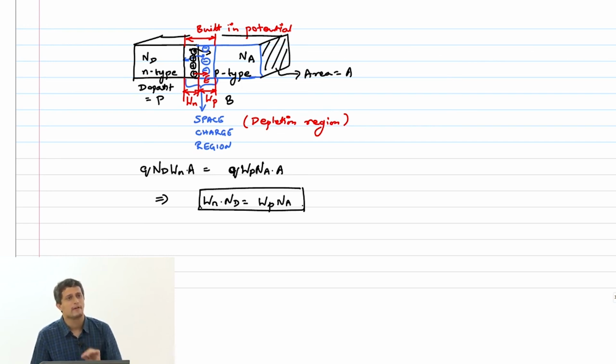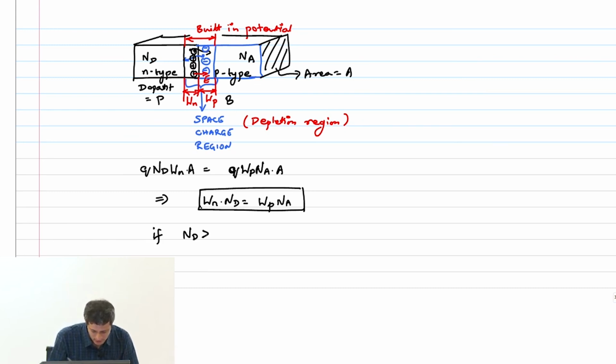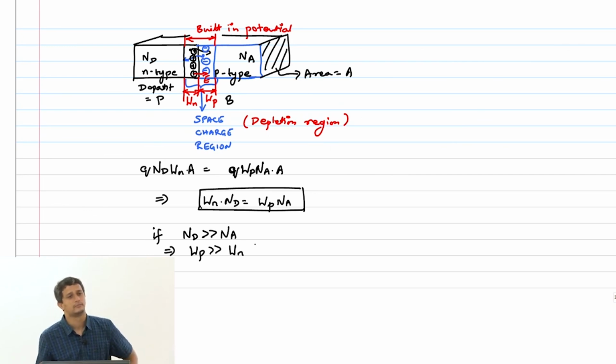So the main takeaway for us here is, if Nd is much greater than Na, let's say, it implies that Wp will be much greater than Wn. Correct? Clear?